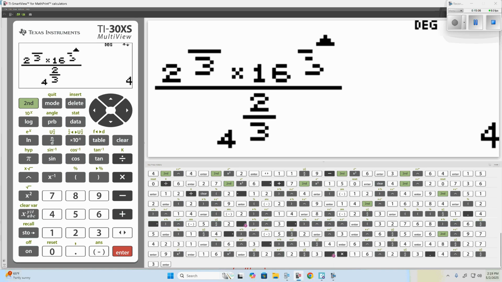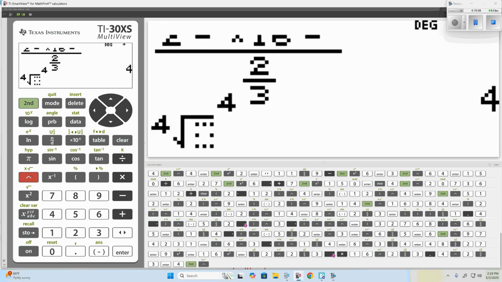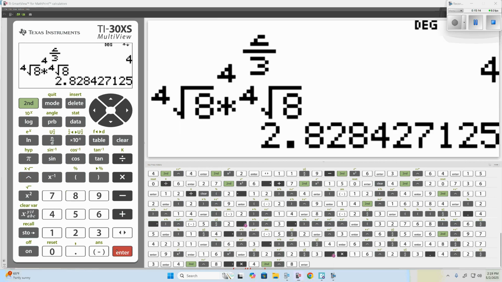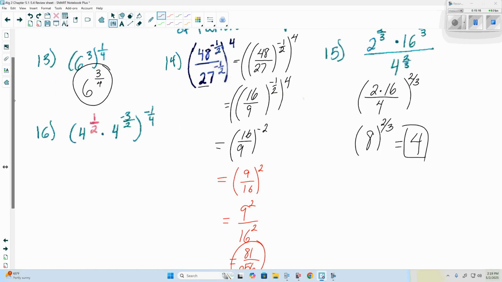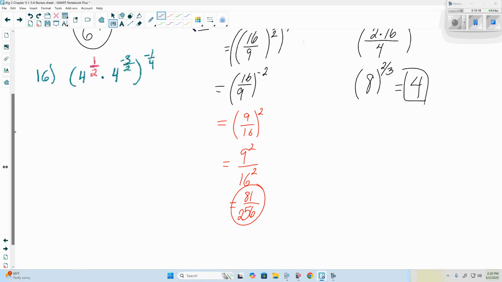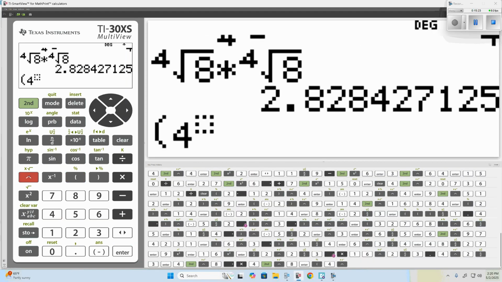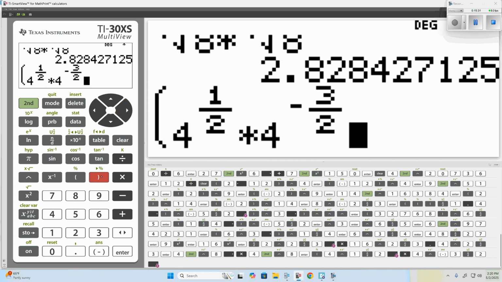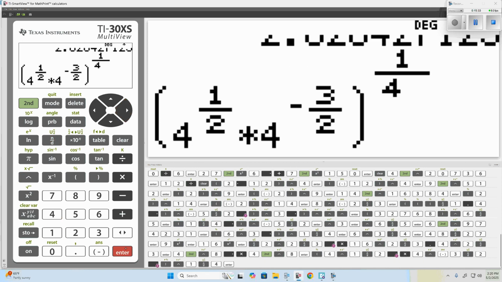Now the question is, what's the next one? Is that the fourth root of 8 times, that's coming up, isn't it? 4 to the 1/2 times 3 to the negative 1/2, or negative 3/2. 4 to the 1/2, negative 3/2 to the 1/4.